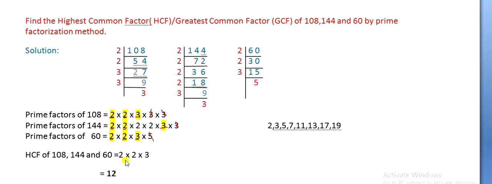We got the common factors as 2 into 2 into 3. If we find the product of these primes, we will get the HCF. So that is 2 into 2, 4, 4 into 3, 12. 12 is our HCF of 108, 144 and 60.